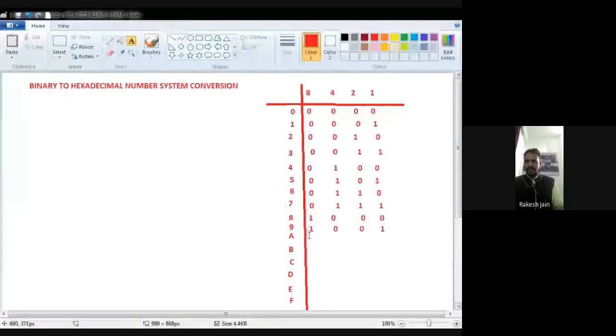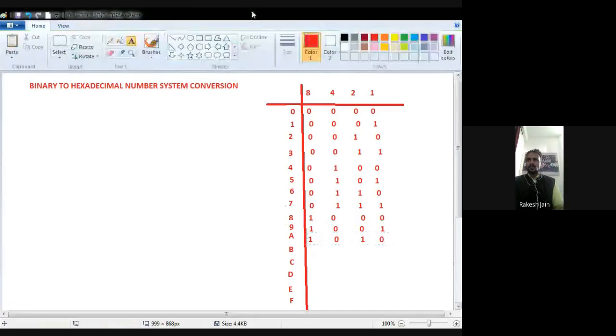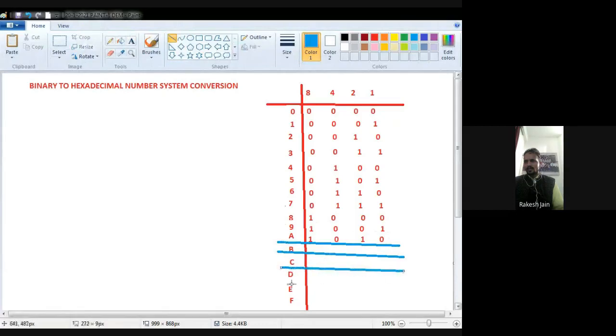Similarly A actually represents 10, but in hexadecimal we represent it by A. So 10 is what? 8 and 2, so 1, 0, 1, 0. So this is your A. Then we have to write down for B, then for C, then for D, then for E. Okay, I just separate them so that you will not be confused.